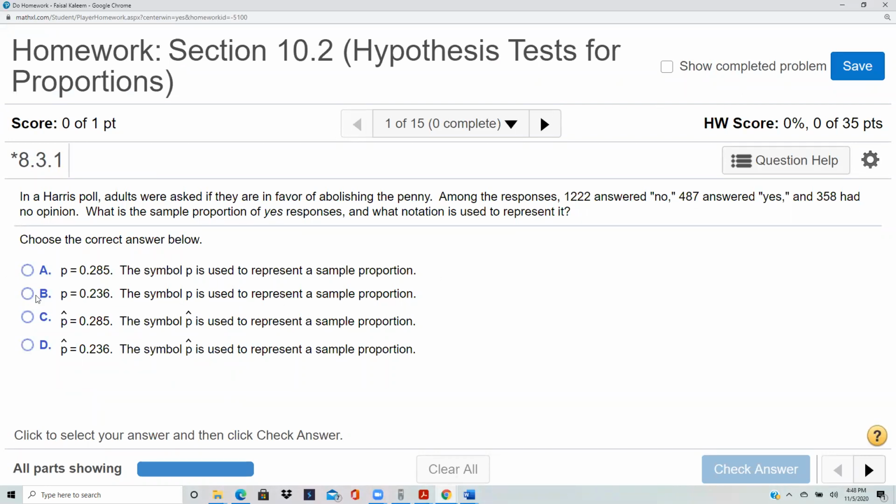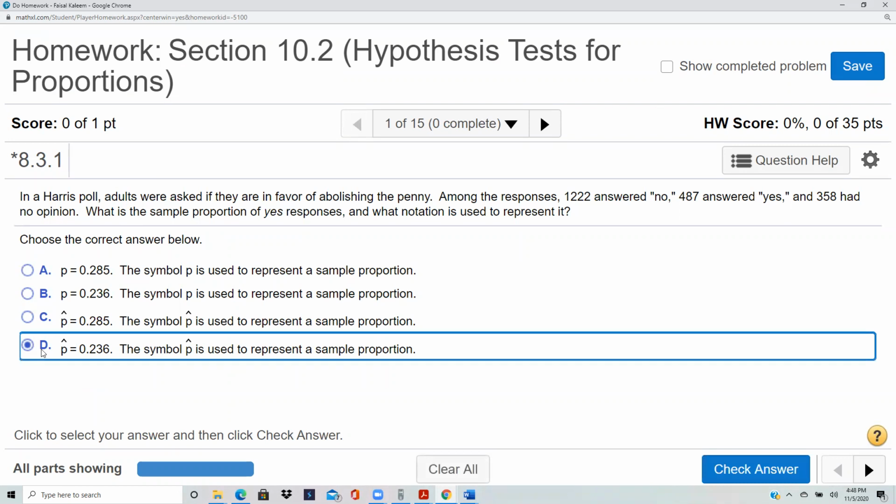And the symbol they use for the sample proportion is p hat. Although we should not have emphasized on this, because there is actually one problem in this course where they forget that they're using p hat and they just use p for it. But most of the time they use p hat for sample proportion.